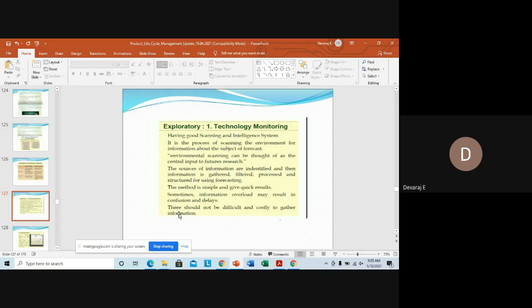Only update those technologies, and you should gather the information regarding that year. Don't go for the last 2 or 3 years. Don't take the information beyond 2 years. So that is very important.